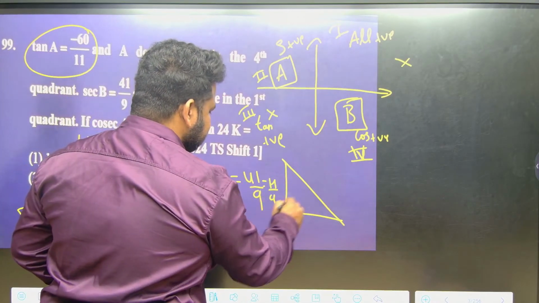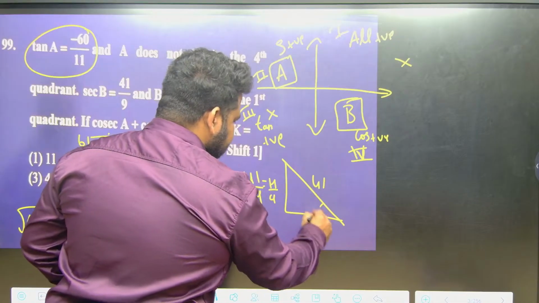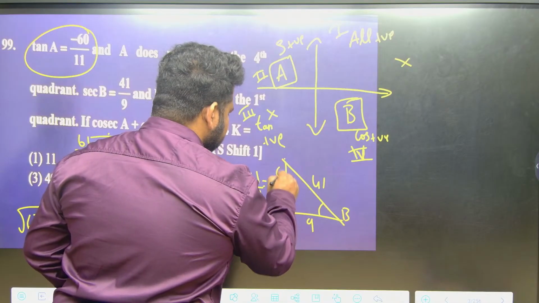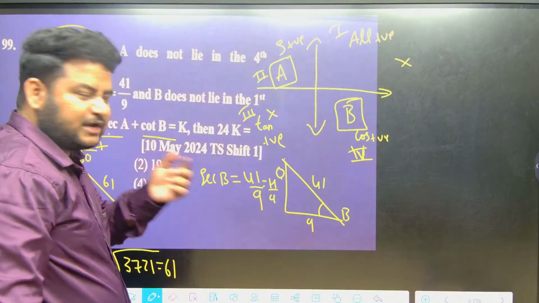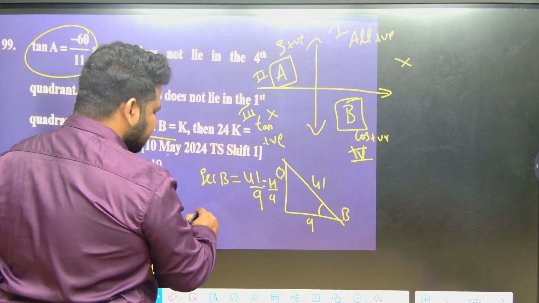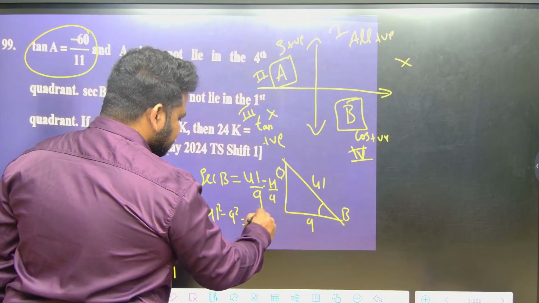Sec B is hypotenuse by adjacent side. This is the hypotenuse 41, this will be the adjacent side 9, and let this be B. So I have to find the opposite side. How can I find it? By applying the Pythagoras theorem, I will get 41 square minus 9 square is equal to this opposite side square, correct?